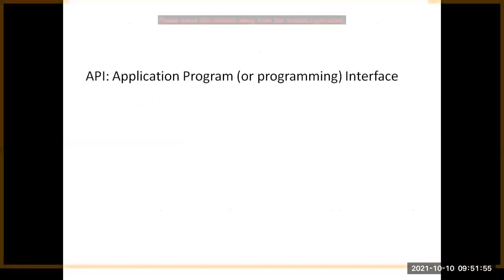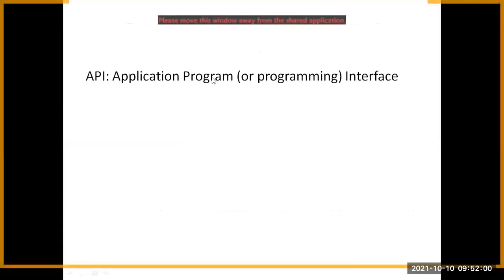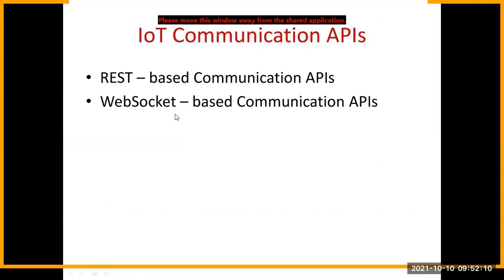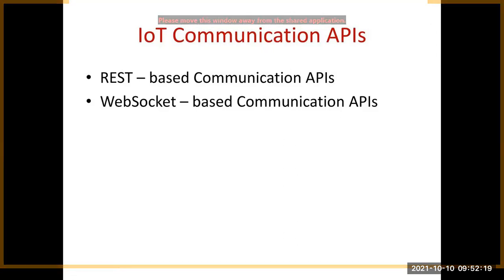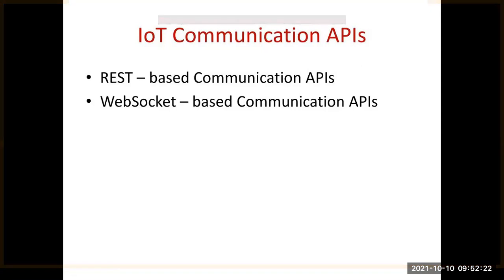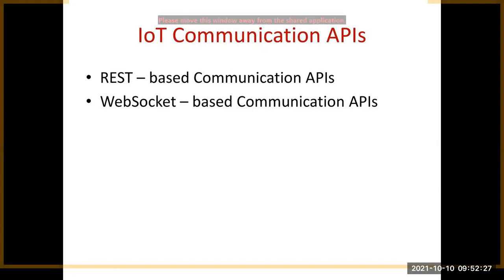Next, we'll go for here. Just remember, what is API? API is the application programming interface. In the IoT communication API, there are 2 basic things. One is the REST based communication API. Second is the WebSocket based communication API. We'll go through what these 2 things are.